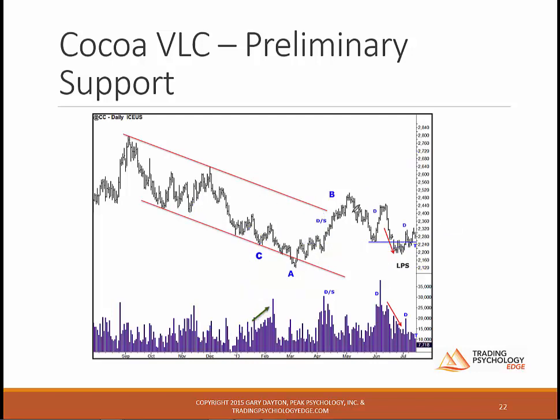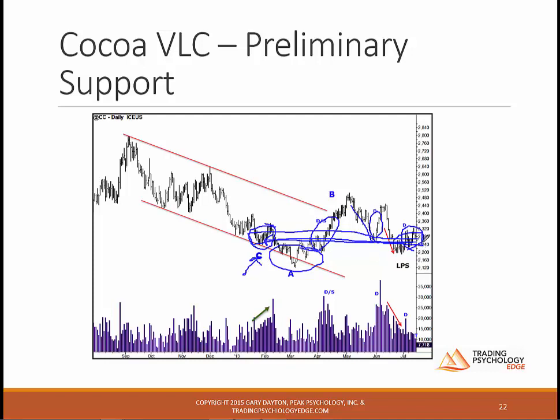Think about this for a second. If the initial demand, the initial accumulation started here, and they accumulated down in here, and they accumulated up in here, and then they brought it back down and accumulated more in here, and then brought it one more time over to that level and accumulated here. Notice all the trading that's going on in this area, all starting from preliminary support, preliminary demand.